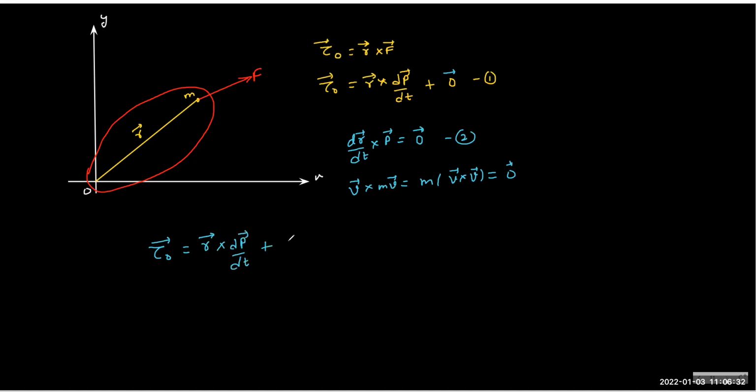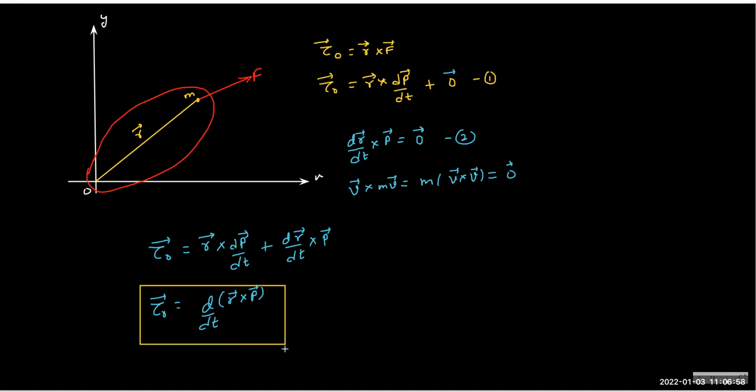But this one. And the purpose of this entire manipulation is that I can write this as the product rule of differentiation, which you remember, as d by dt of r cross p. Now this is something very interesting. So now this is, let's say, called torque external. That's interesting.